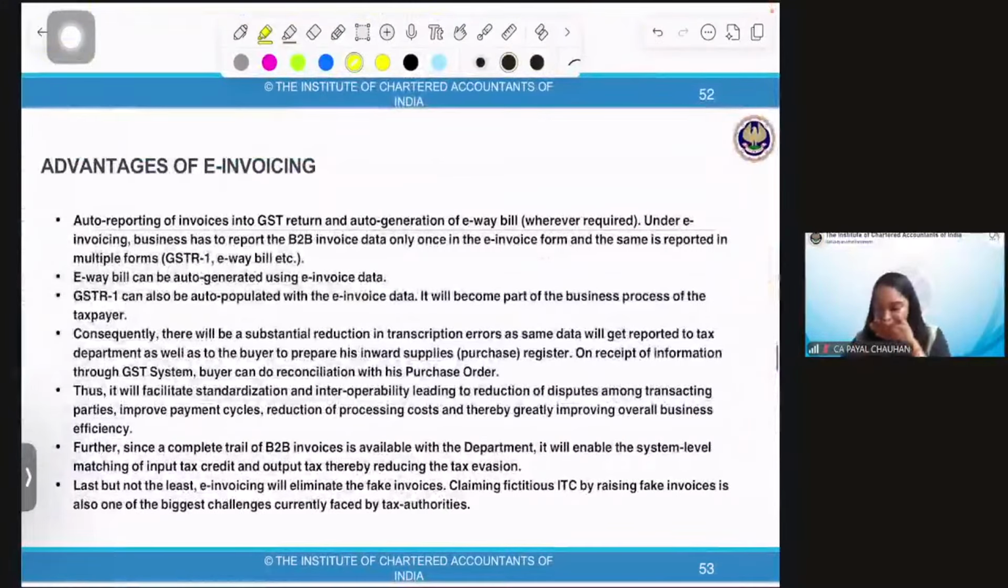Now, advantage of e-invoicing: auto reporting of invoices into GST return and auto generation of e-way bill, that we have already done. Then in B2B invoices, e-way bill can be auto generated using e-invoice data. That was there in the above also. GSTR1 can be auto populated with e-invoice data and it becomes a part of the business process of the taxpayer. Consequently, there will be a substantial reduction in the transcription error as the same data gets reported to the tax department as well as to the buyer to prepare his inward supply register.